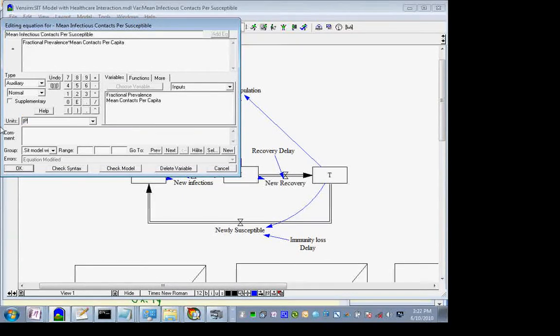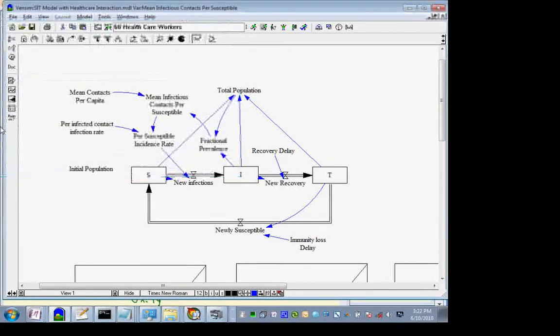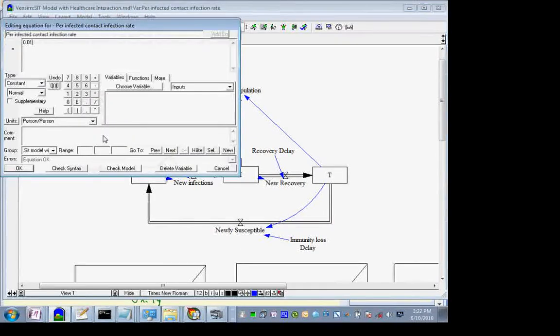So why person per person? This is the number of people they come into contact with per person in the population per day, right? Well, you actually could even write person per person times per person per day. I could. Yeah. It just helps to think it through sometimes. Okay, how about the per infected contact infection rate? How about the infection rate? Beta.